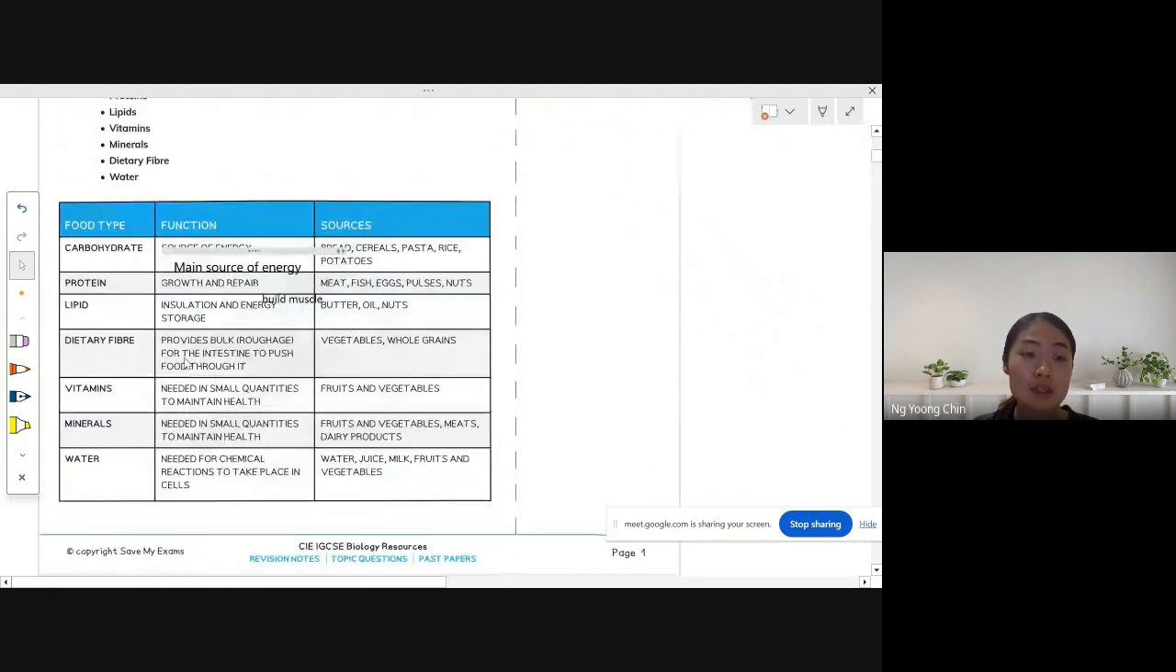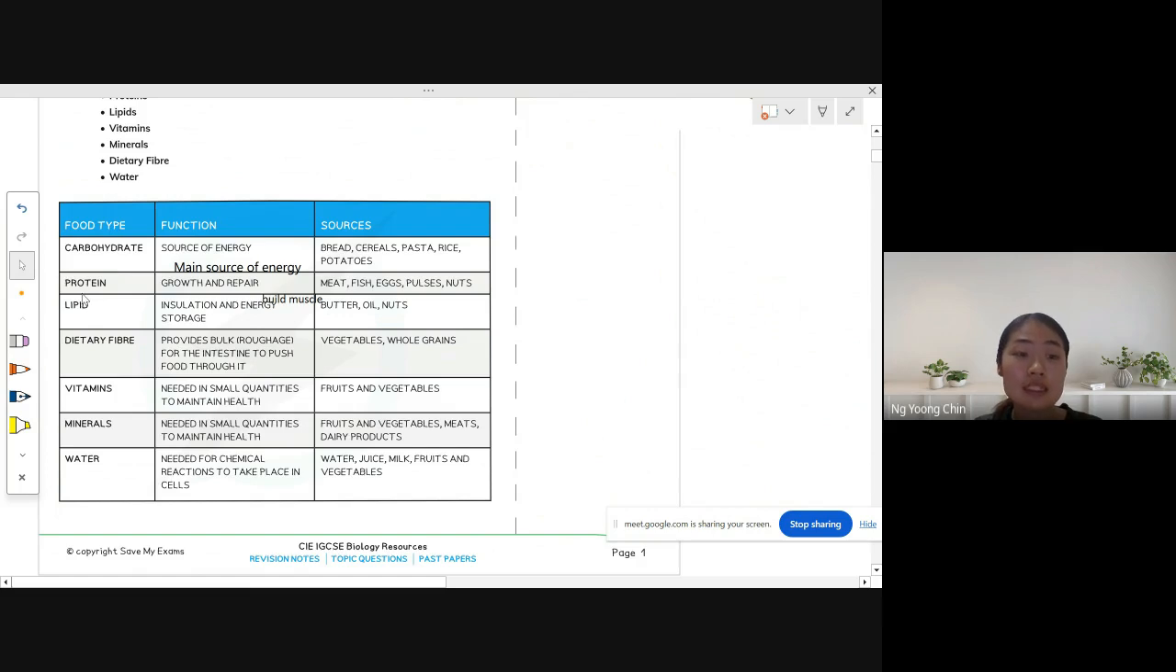So let me talk to you about the food types. Carbohydrates. What is the function of carbohydrates? They provide us with the main source of energy. Examples of foods from carbohydrates are bread, cereals, rice and noodles that we eat every day.